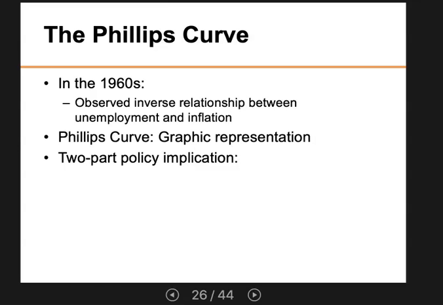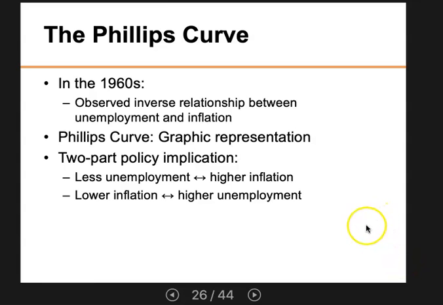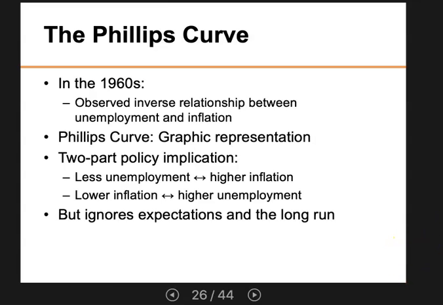The policy implication here is a trade-off between these two variables, right? That means in order to pursue lower unemployment, the cost is higher inflation. Or if you want to pursue a policy prescription for lower inflation, then the cost is a higher unemployment rate. When we look at the data in the past, it basically followed that.